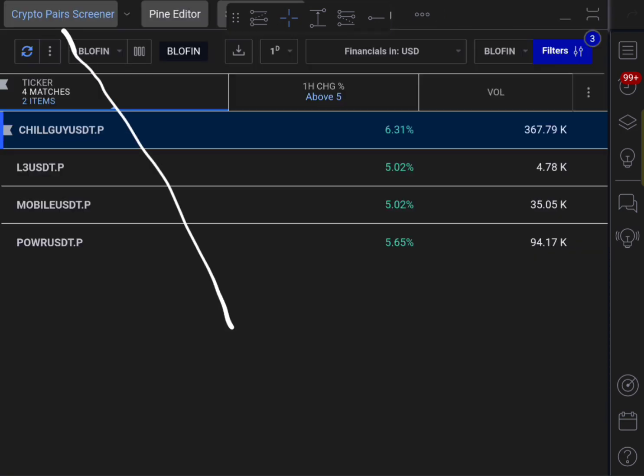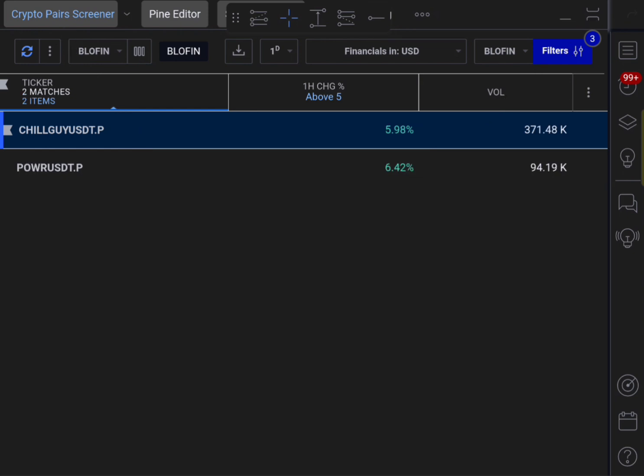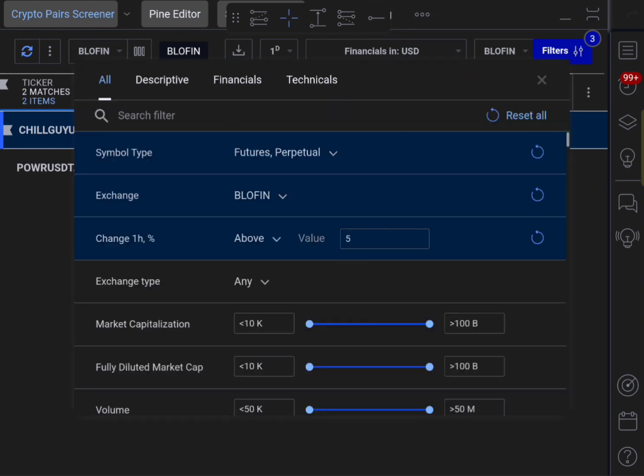So once we click on Crypto Pairs Screener, we're just going to come over here to where it says filters, and you guys can see I only have 3 filters set. Okay, so let's just go ahead and click on these filters and check them out. So these are the only 3 filters I have. So symbol type, I have mine set to futures and perpetual.